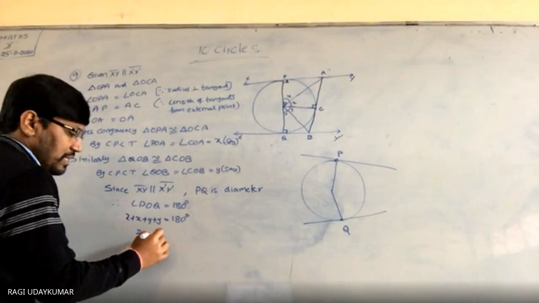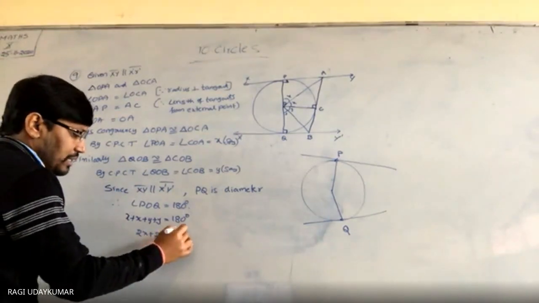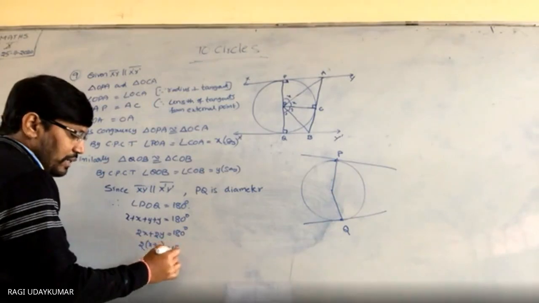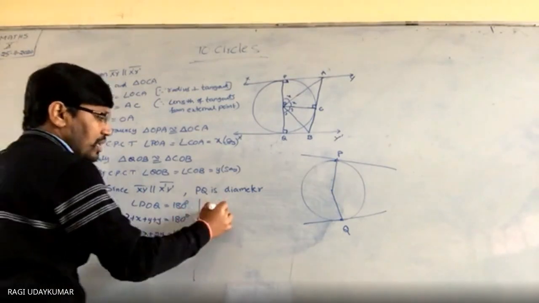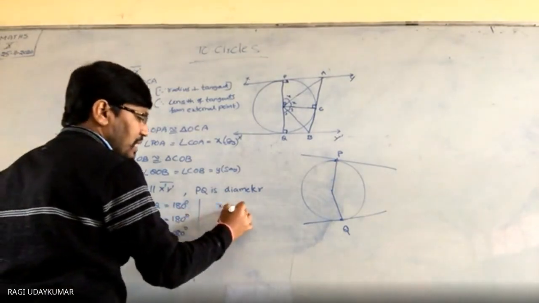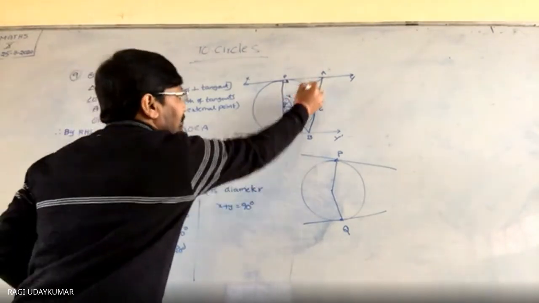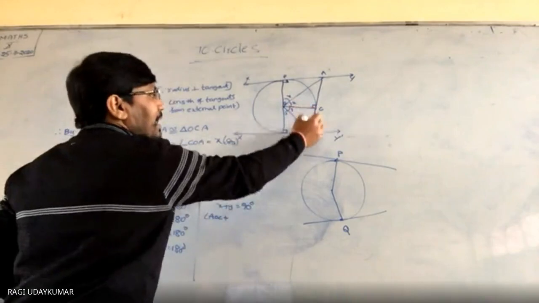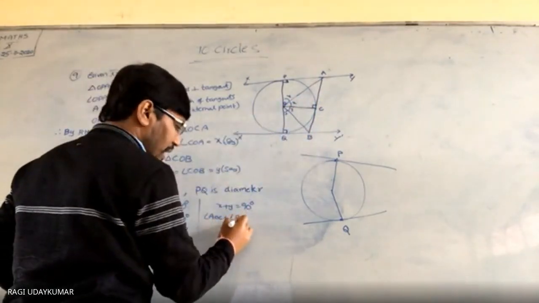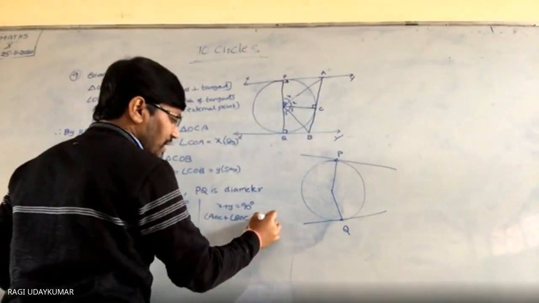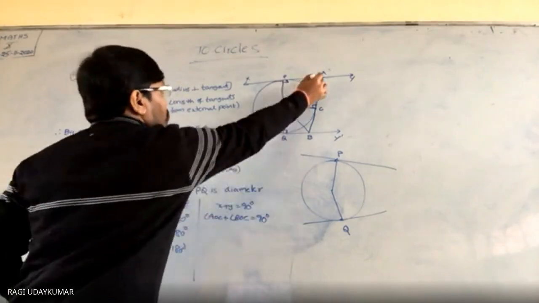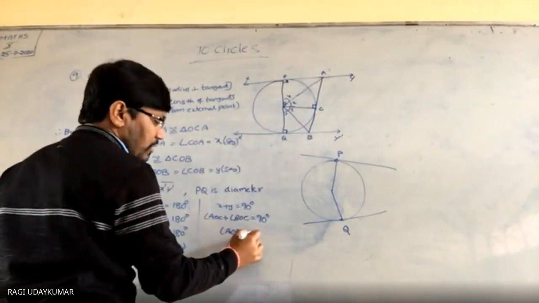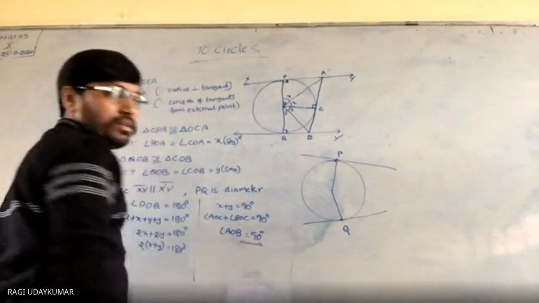2x plus 2y is equal to 180 degrees. So 2 times (x plus y) is equal to 180 degrees. Therefore x plus y is equal to 90 degrees. x I can write as angle AOC, plus y I can write as angle BOC. AOC plus BOC is nothing but x plus y. Angle AOB is equal to 90 degrees.